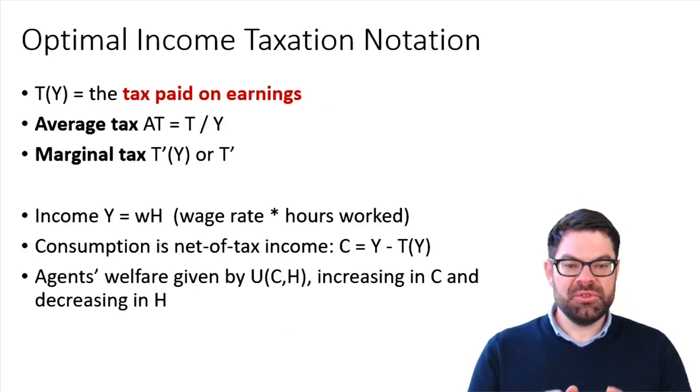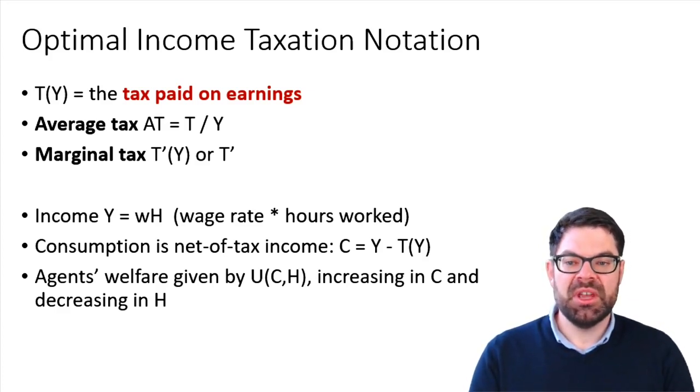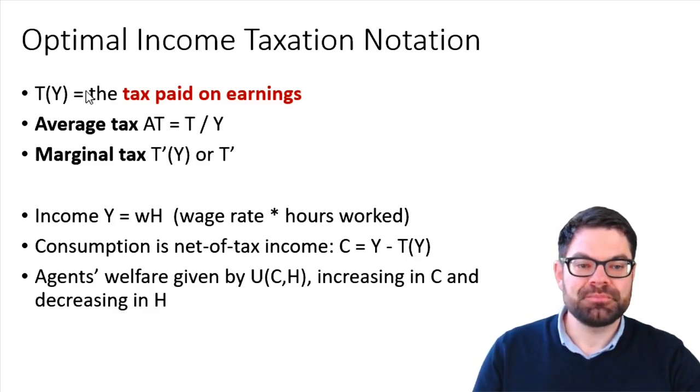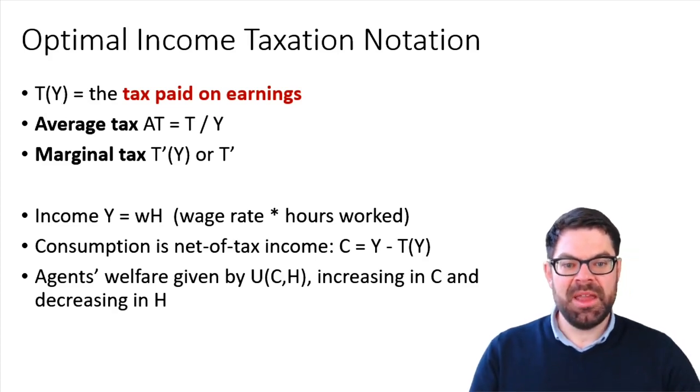So we will introduce in this video a little bit of notation, although we will only need it in the following videos. A person's earnings here are denoted by Y. And the person has to pay tax on earnings. So taxes are a function of earnings, which means they may not be constant.